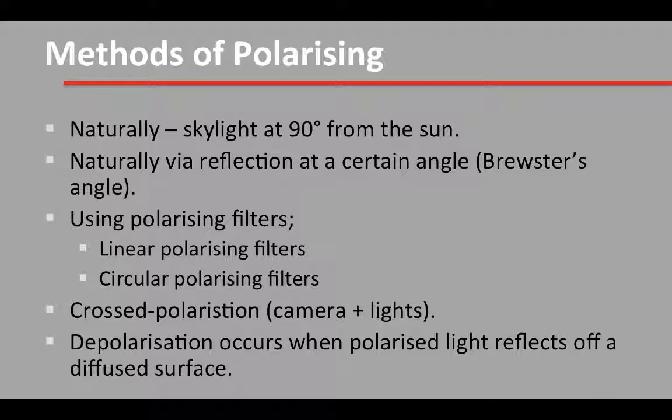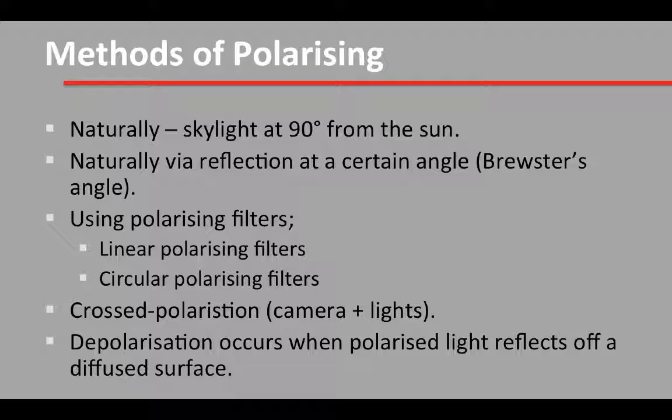Okay, so there's some of the advantages and applications of polarization. Let's look at how we actually achieve it. First of all, we can achieve it naturally through the skylight. As I mentioned before, at 90 degrees from the sun, the skylight is naturally polarized. There's a natural polarization effect too that happens on all reflective and transmitted surfaces. This is called Brewster's angle. Now it depends on the refractive index of the material, but there are different angles for different surfaces.